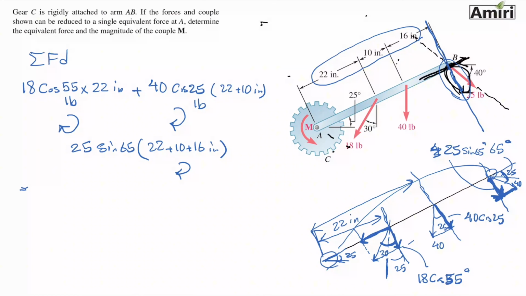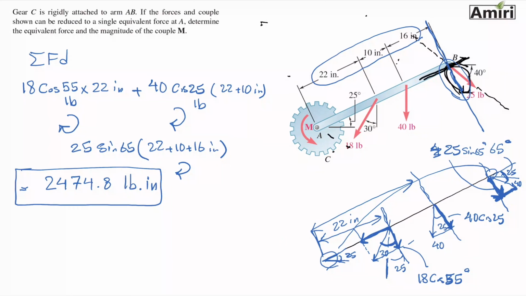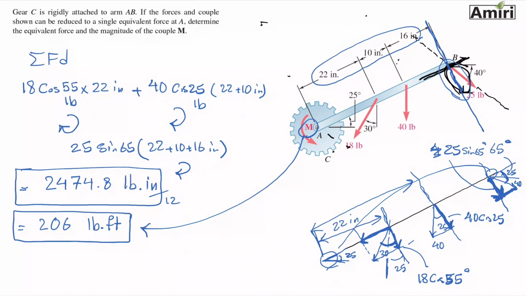If you do the math, you should get 2474.8 pound inch. If that number is a little bit large and you want to express it in a different unit, you can divide this by 12 and you will get a better number to express that, and that will be pound foot. So this is the magnitude of the moment that we found.